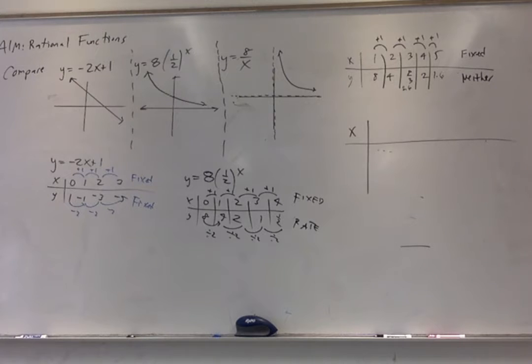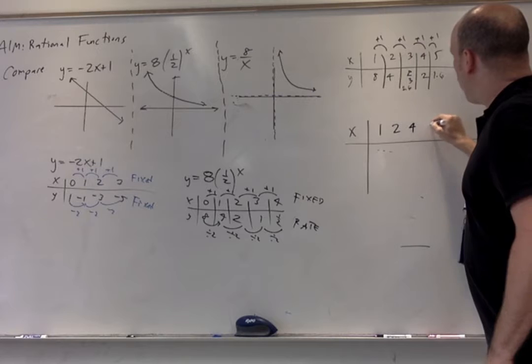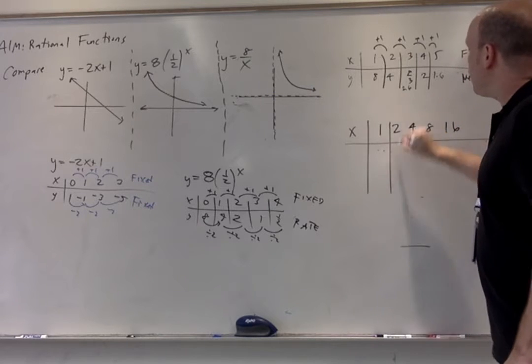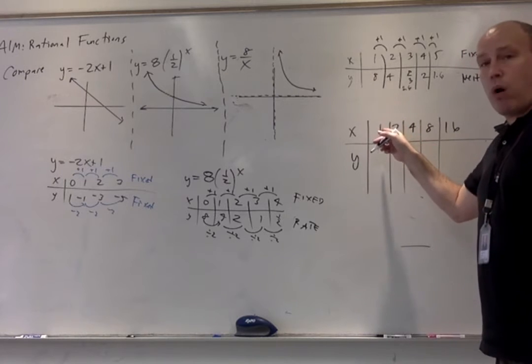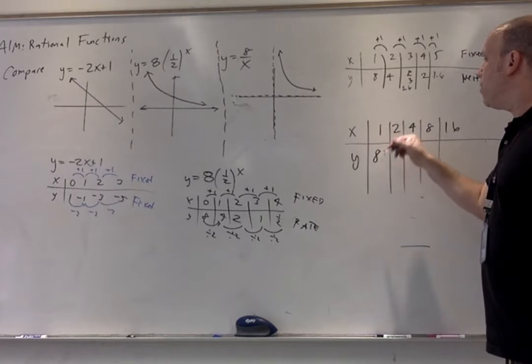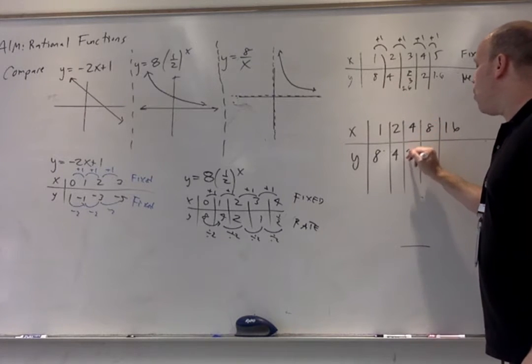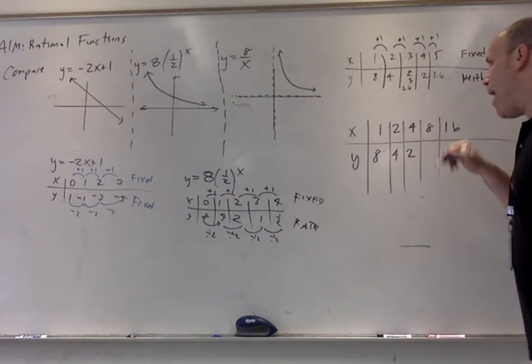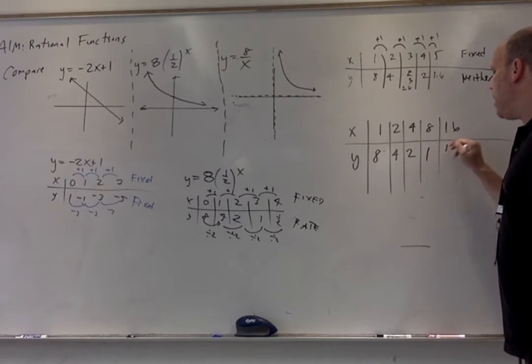Let's change our axis to 1, 2, 4, 8, 16. Let's see what happens to our y values. When x is 1, y is 8. When x is 2, y is 4. When x is 4, y is 2. When x is 8, y is 1. And when x is 16, it's half.